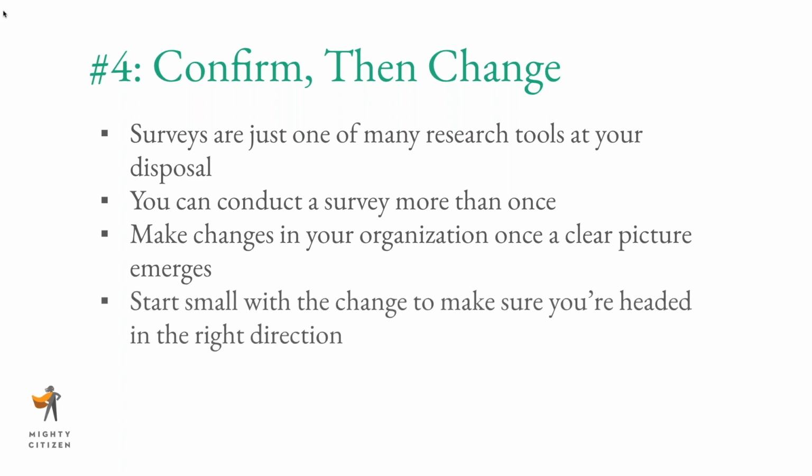Start small with the change to make sure you're headed in the right direction. So again, say you're going to make a programmatic shift and you run a survey and you might find out people don't actually really understand the program. They don't understand the benefits of it. They don't know why it exists. And so you get that information, you make some small changes. You can go back and survey that audience again to see if that change has been realized, if they better understand it now, if they've even noticed you've made a change. So again, you can make change and then survey again to see if you're headed in the right direction.